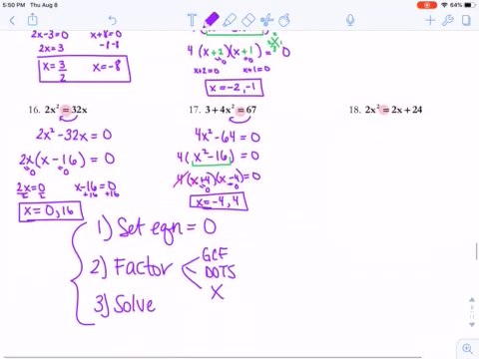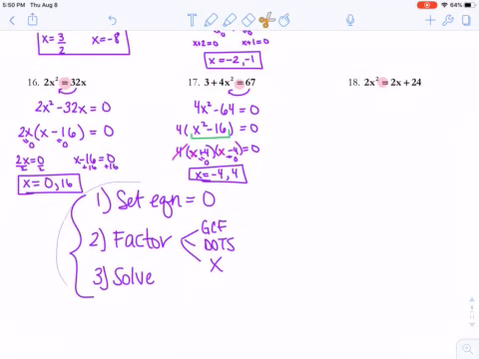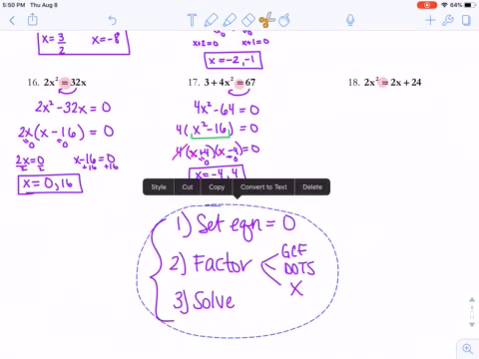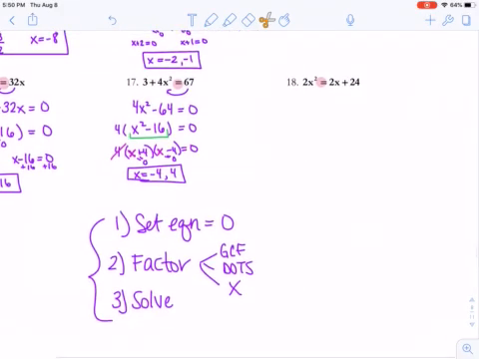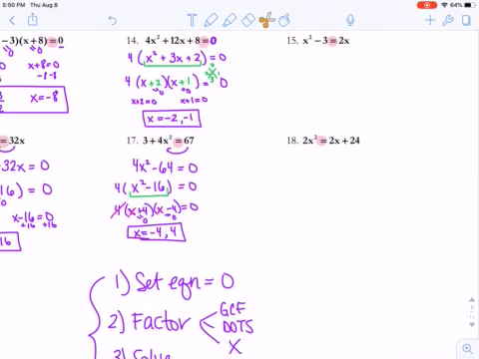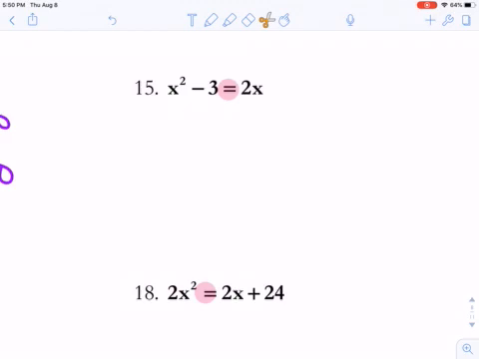Okay? Again, let me just remind you of the 3 steps here. Make sure you have it written down. Maybe put it on a note card or post it somewhere. Highlight this so you can always come back to it. These are the 3 steps for solving quadratics.